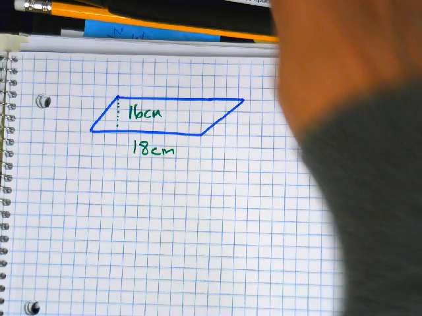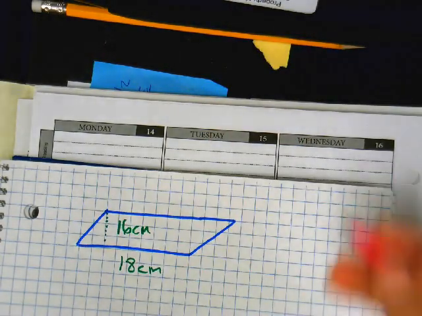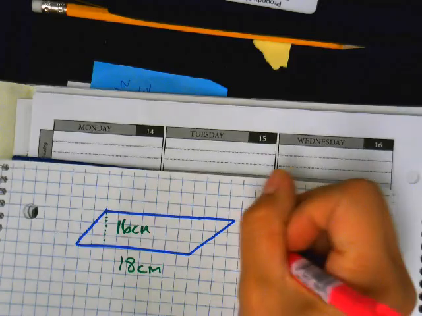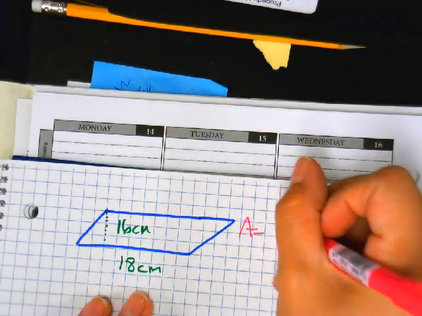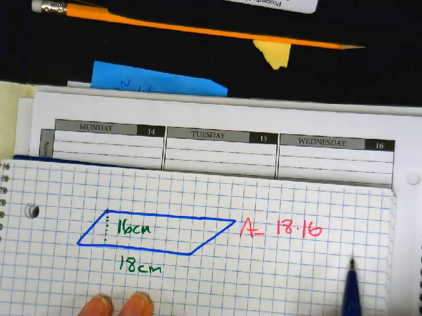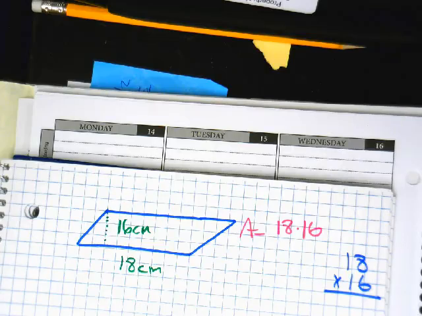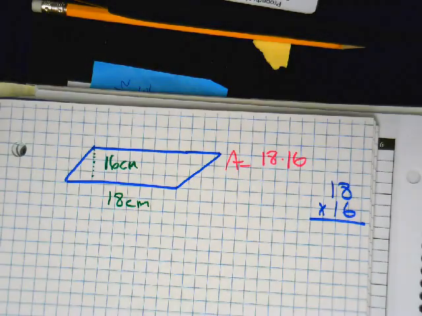Okay, cool. All right, so area is equal to base times height. What's my base? 18. What's my height? 16. All right, so area is 18 times 16. There's no way I can do that in my head, so I'm going to go over here and show my work. Okay, we're going to give everyone 30 more seconds to figure out this answer.